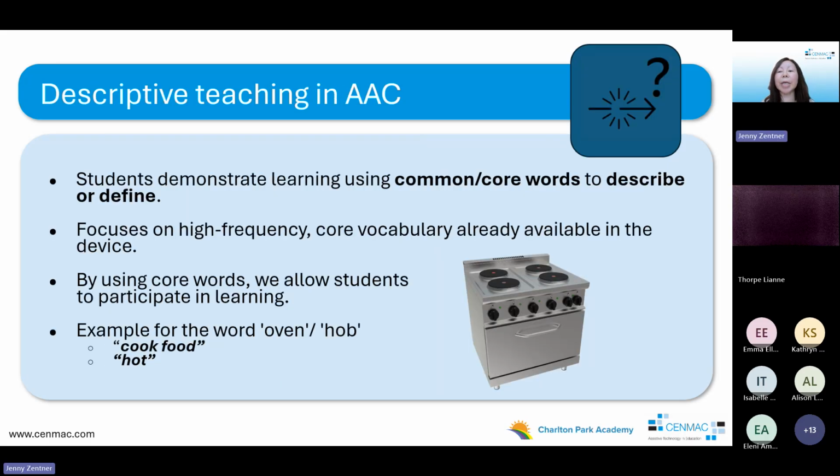Core words include adjectives. Descriptive teaching in AAC is where we focus on the core words already in the device to describe and talk about the learning. The example here is using descriptive vocabulary for the noun oven or hob. You might say cook food, hot, be careful, and so on in terms of descriptive vocabulary.